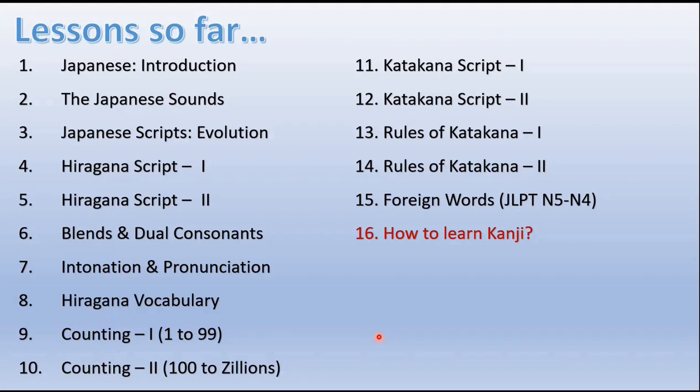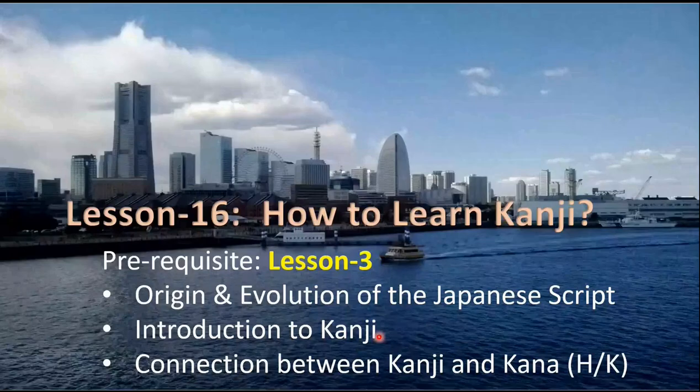Till now in this series, we have completed 15 lessons, which included the introductory lessons on Japanese, followed by detailed discussions on hiragana and katakana scripts. Important aspects like intonation, pronunciation, conversion of foreign words from foreign languages to Japanese were discussed in detail. Also, numbers and counting method was understood. From today, we are going to start our discussions on kanji. Lesson 16, how to learn kanji.